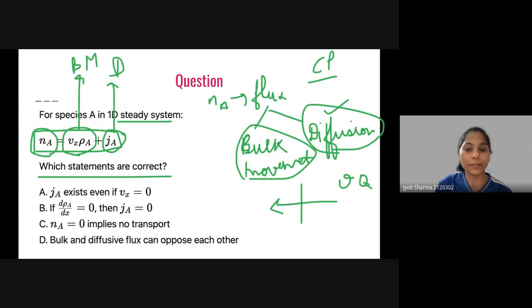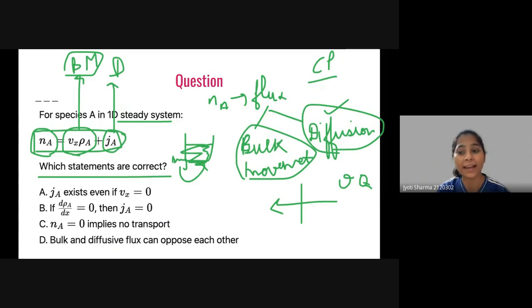Let's say I'm giving you one example. If you have water and you are adding sugar in it, and you are not stirring it, it means you are not giving the velocity. So this bulk movement will be zero. There will not be any transfer of this sugar into water due to the bulk movement, because we are not stirring it. But still some sugar will be dissolved in the water. Why is this the case? Because of diffusion. Diffusion will always happen. Diffusion can't be zero.